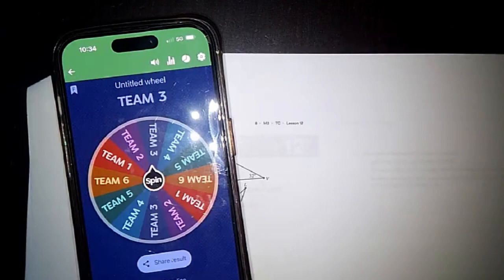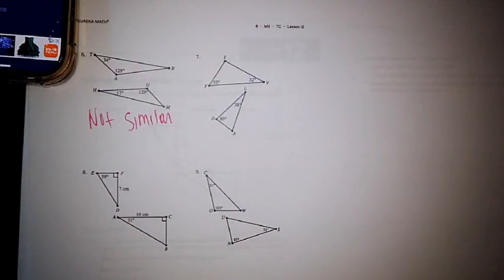I already got called on. Team 3, you got 0 points. Shoot! You should choose a C. Because the angles. No, as a group. The angles are different. Carlos, I think I got 0. I mean, H and T. Is that right?